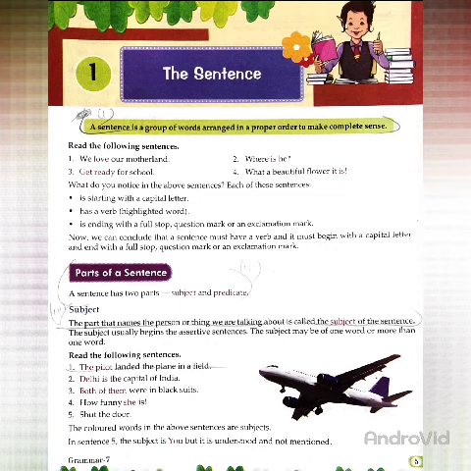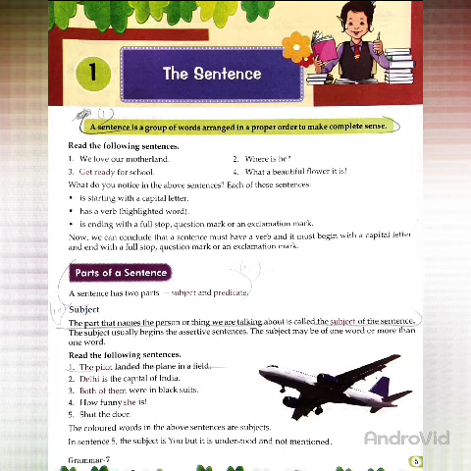So let's get on with the first chapter, that is the sentence. A common simple definition of sentence is: a sentence is a group of words arranged in a proper order to make complete sense. So, a sentence is just some words which are arranged in a proper sequence to make sense.